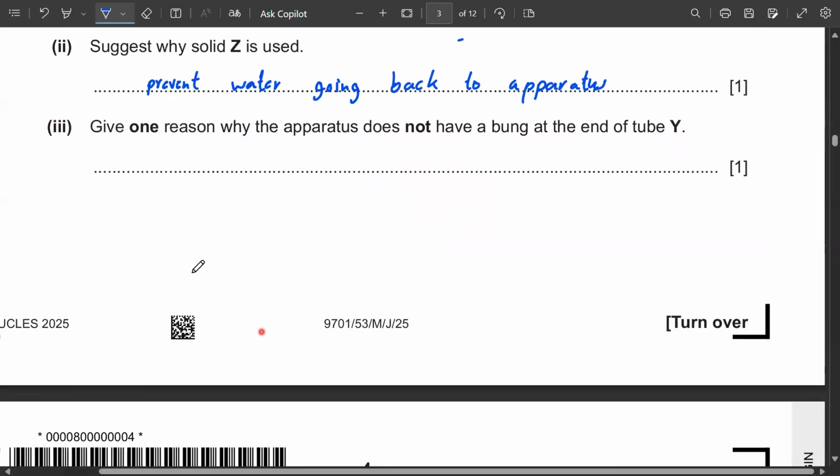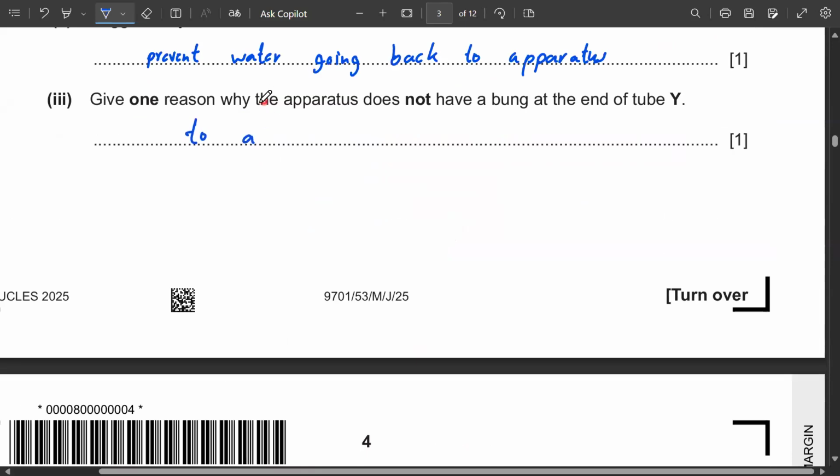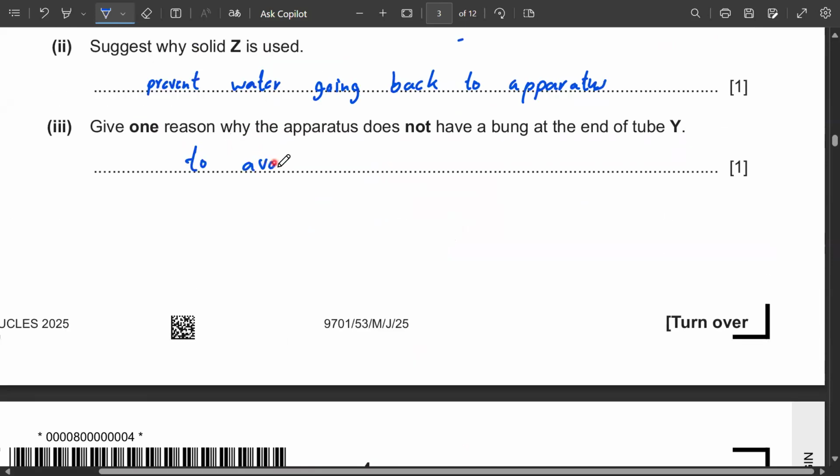So we'll say to avoid pressure buildup in the apparatus.